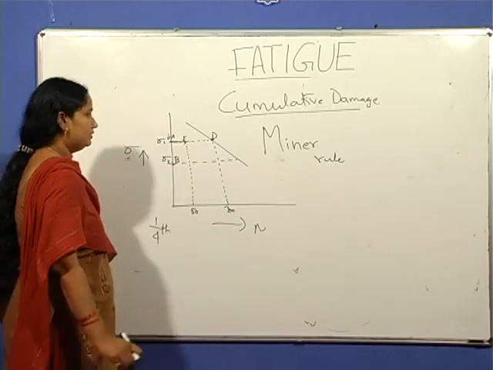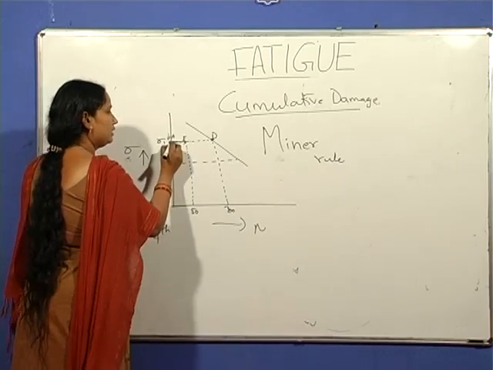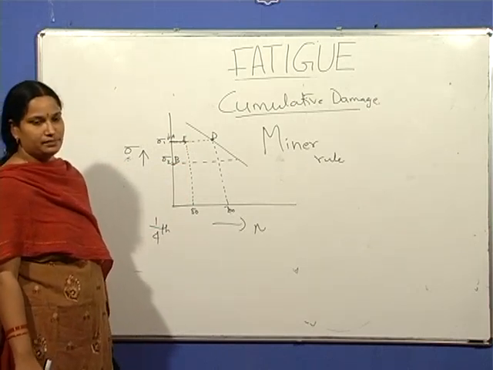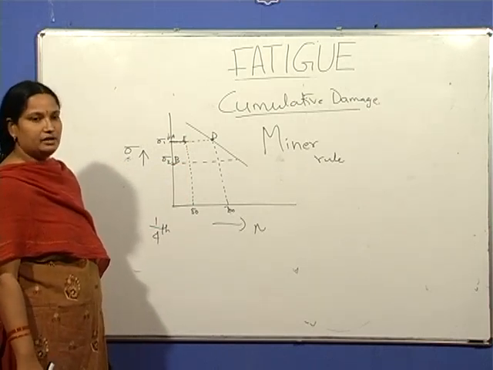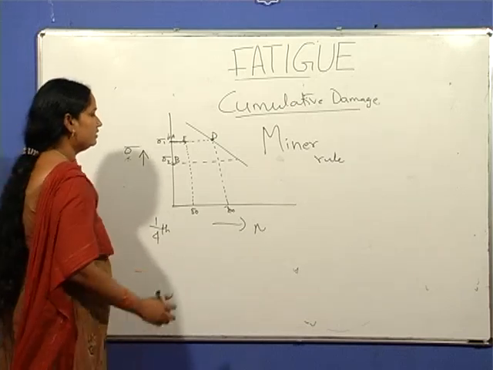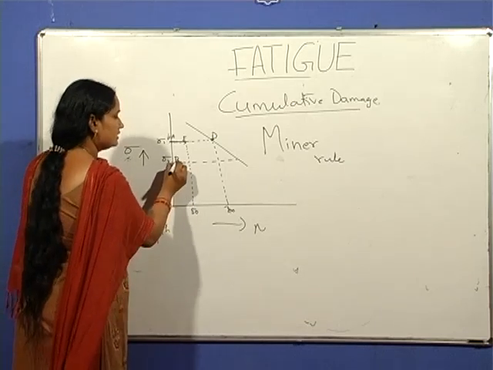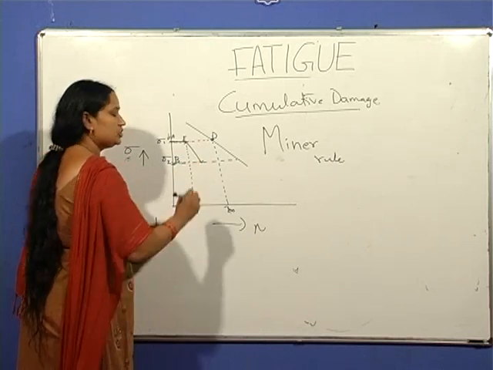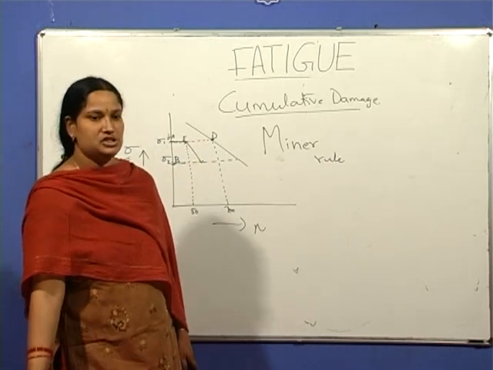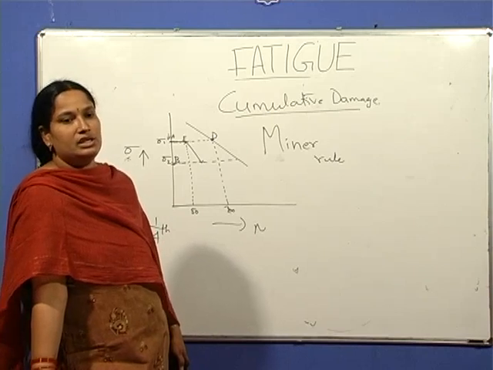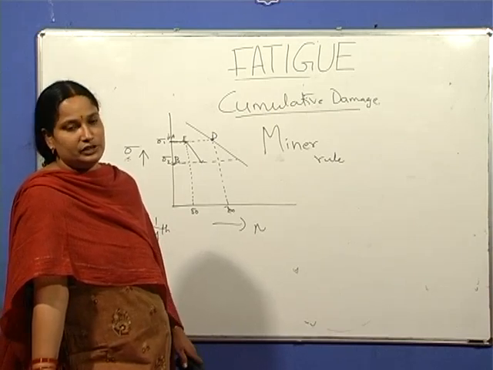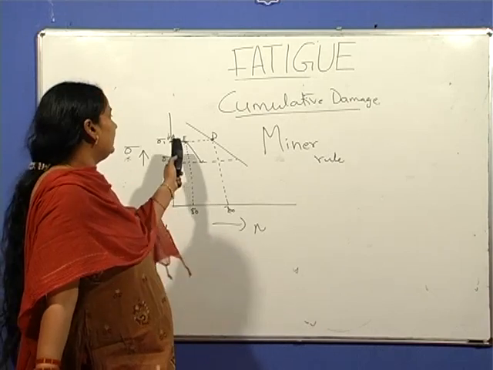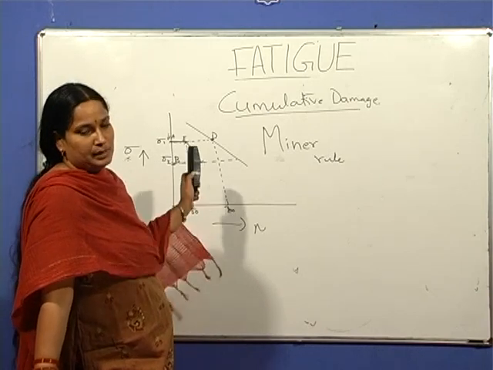If the same component is stressed at sigma 1 and then stressed at a lower stress, that is sigma 2, the percentage of damage accumulated is equivalent to the percentage of damage accumulated in sigma 1.